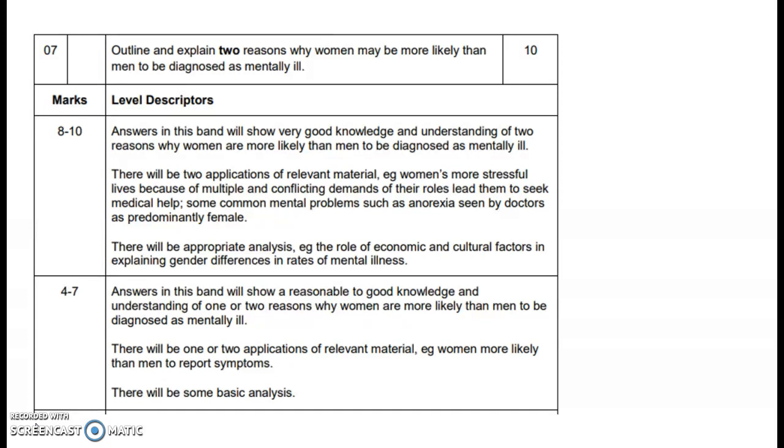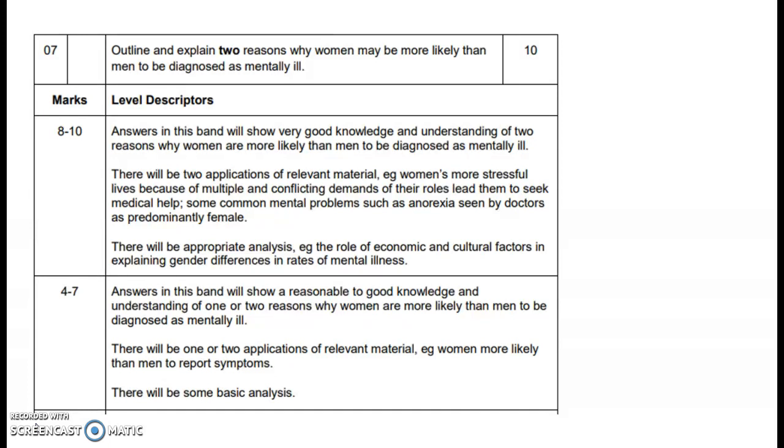And again, bringing in this idea of the triple shift and the conflicting demands of women's role in society, particularly as now society has changed, and there's the expectation that women will work, but also still are expected to be the nurturing, caring role, that's going to cause a problem.